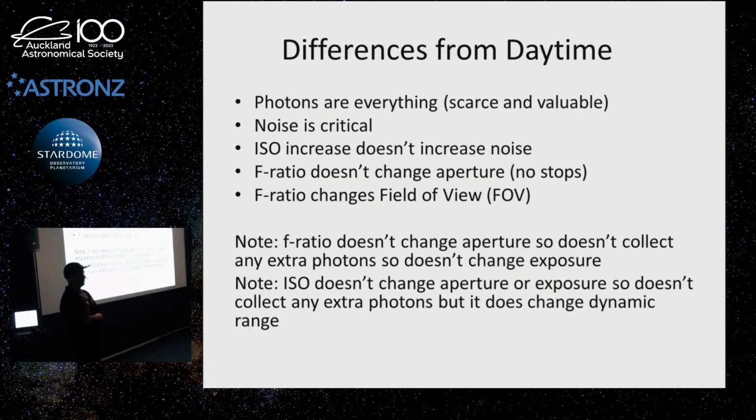So, differences from daytime. In daytime, when you increase the ISO of your camera, you get a lot more noise, but that's not because you've increased the ISO, it's because you've halved the exposure, which means you've halved the number of photons you collected. And in daytime photography, changing the F ratio actually changes the aperture, but in astrophotography, when you change the F ratio, you're not changing the exposure. You're not stopping down your mirror or your lens.